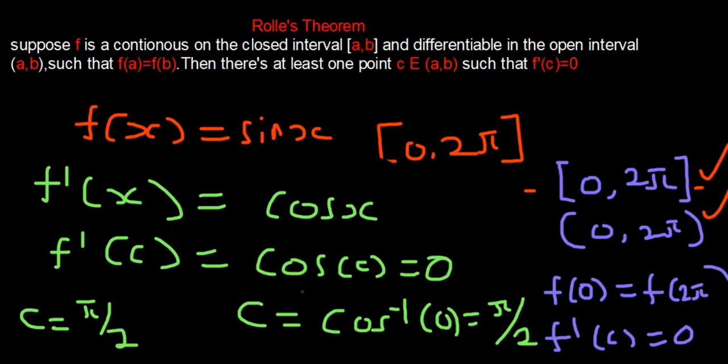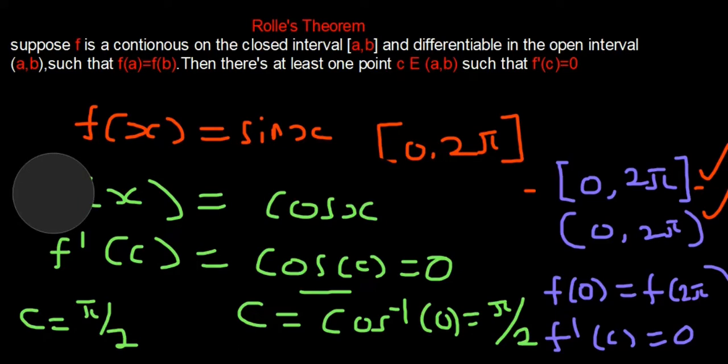Putting this in the function will give you 0. When I put 3 pi on 2 here, I'll get 0. When I put 5 over 2 pi here, I'll still get 0. So now, for us to be able to get the other points, let's draw the graph of this function.